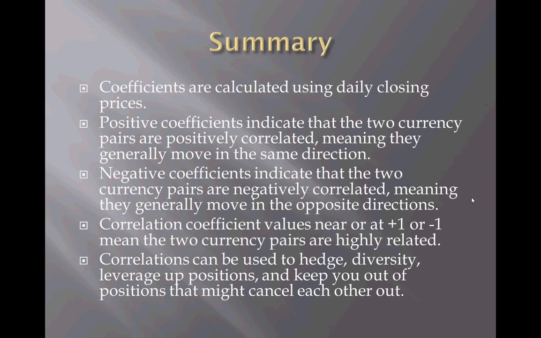Coefficients are calculated using daily closing prices. Positive coefficients indicate that the two currency pairs are positively correlated, meaning that they generally move in the same direction. Negative coefficients indicate that the two currency pairs are negatively correlated, meaning that they generally move in opposite directions. Correlation coefficient values at or near +1 or -1 mean the two currency pairs are highly related.